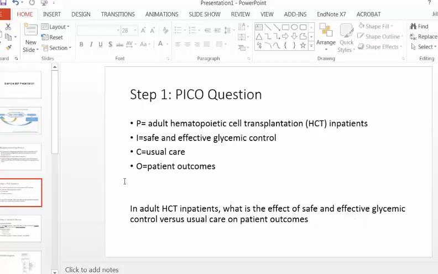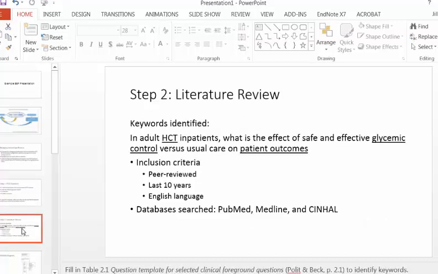For my literature review, I went to Polit and Beck and looked at table 2.1 and put my PICO question in there and found some keywords here. My keywords are underlined, the ones I looked up. So I had hematopoietic cell transplant, glycemic control, and patient outcomes.